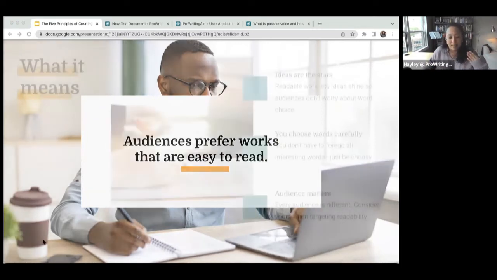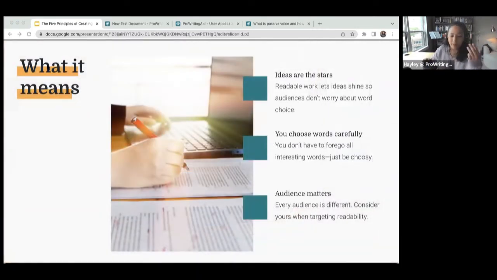So what does it mean when I say readability, or when something is easy to read? What I'm really saying are these three things. First, your ideas are the stars. So readable work is work that lets ideas shine instead of word choice. Here you're not making your reader pull up their word explorer or their thesaurus. They're just there. They're enmeshed in your ideas.